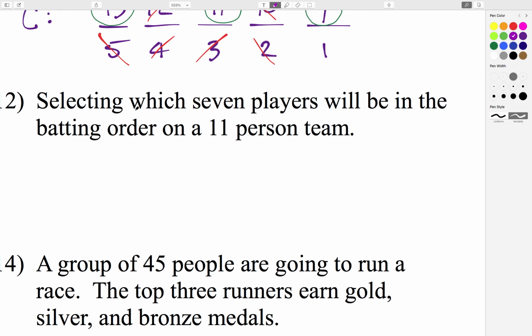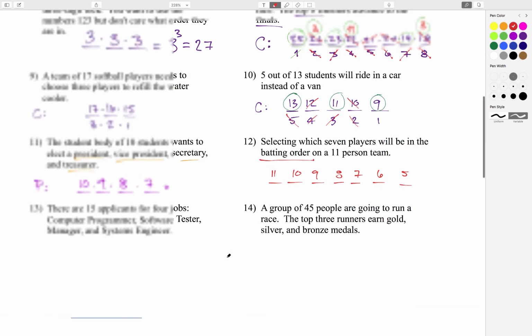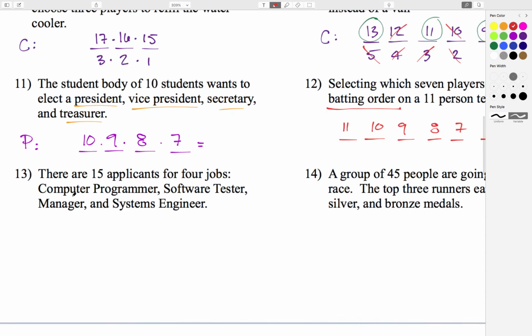Selecting which 7 players will be in the batting order on an 11-person team. If I want batting order, I do care if I'm the first one up to bat or if I'm the last one, so order does matter. So it's 7 players out of 11 people. So 1, 2, 3, 4, 5, 6, 7, and 11, 10, 9, 8, 7, 6, 5. Multiply that and it'll give me an answer.